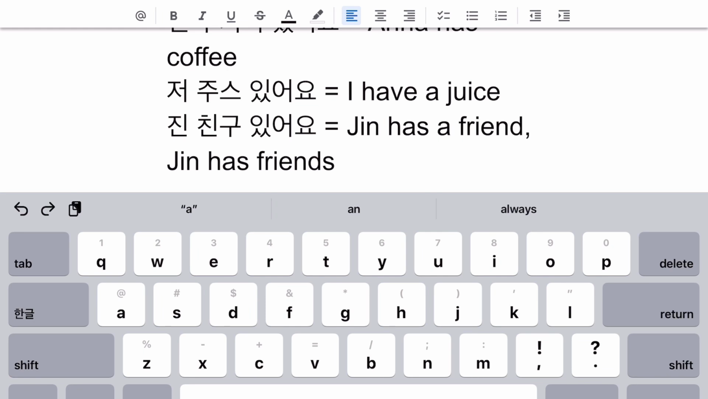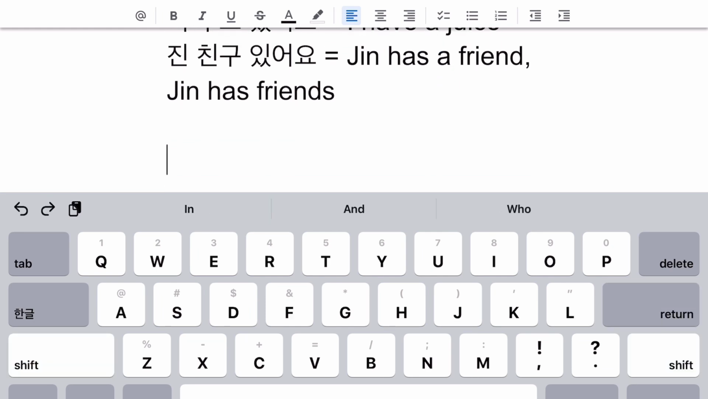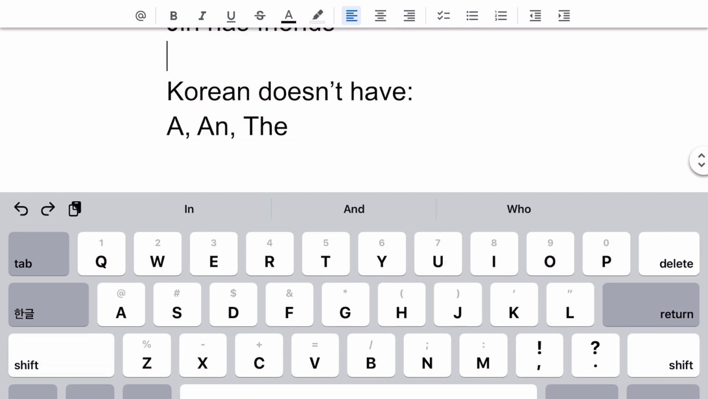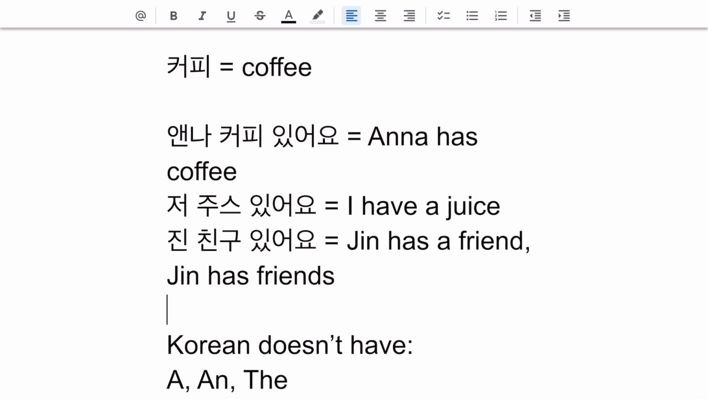Another thing Korean doesn't have is this. Korean doesn't have a, an, or the. So it may seem different from English, but we don't need to worry about adding a, an, or the, because it doesn't exist in this language. So literally we're saying Jin friend has. Jin has friend. Basically like that.